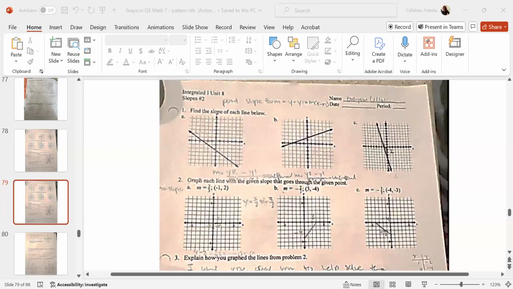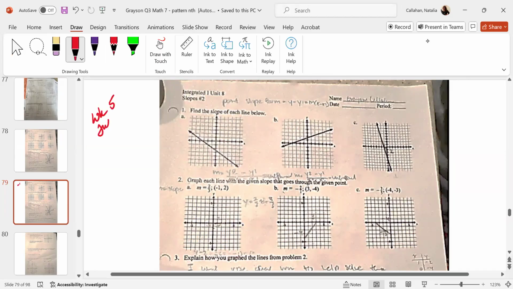So this is for week 5, Tuesday, Math 7, quarter 3. It is now on a new unit and it looks like it's going to be on slopes and lines.